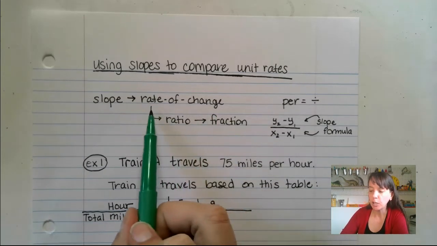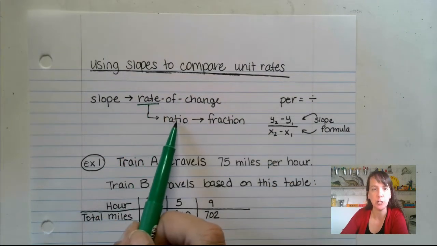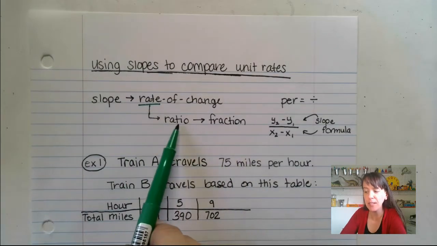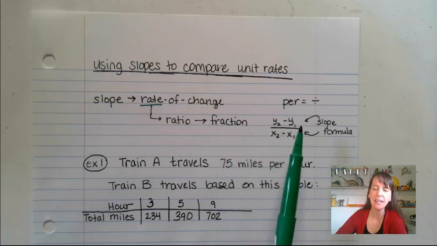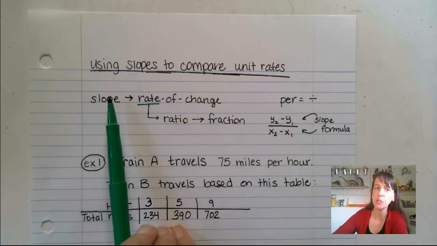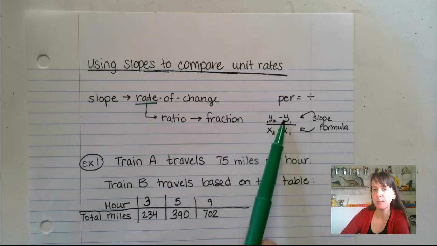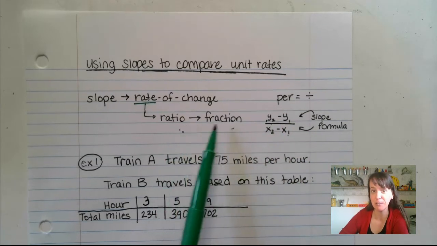A rate of change, a rate, this word right here is really just another word for a ratio, and a ratio is another word for a fraction. So all these things are interchangeable: rate, ratio, fraction. And the reason I say that is because our rate, aka our slope, is found by using this slope formula, y2 minus y1 over x2 minus x1. Notice it's a fraction, it's a ratio, right?